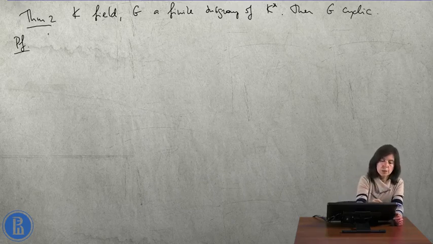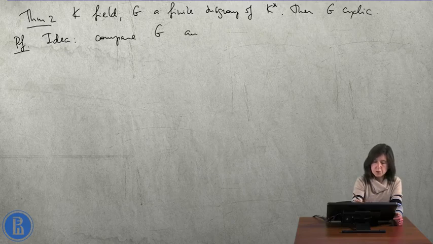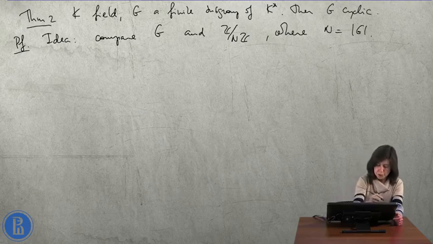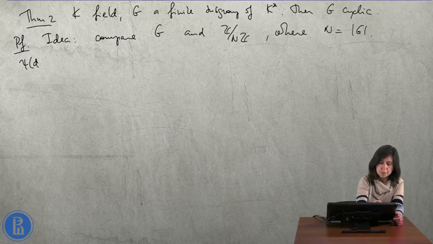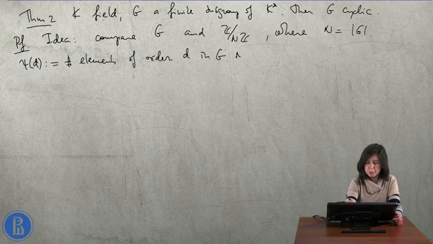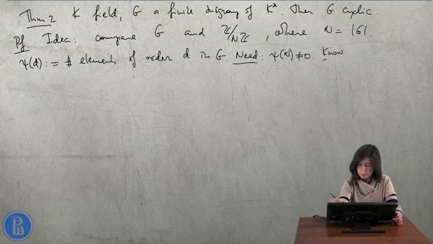And let us prove this. The idea is to compare G and the cyclic group of order n, where n is the cardinality of G. So let me denote psi of d the number of elements of order d in G. So we need to prove that psi of n is non-zero, and we know that n is equal to the sum of those psi of d.